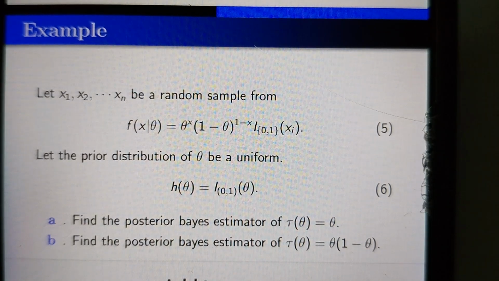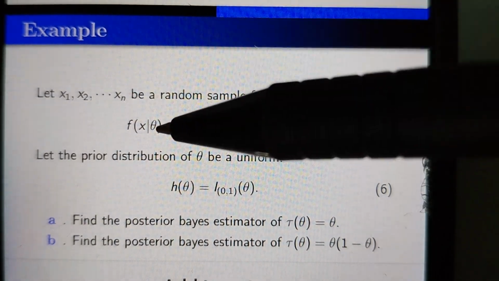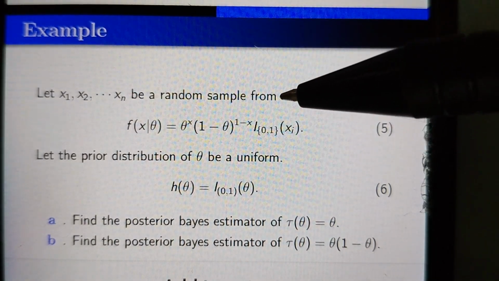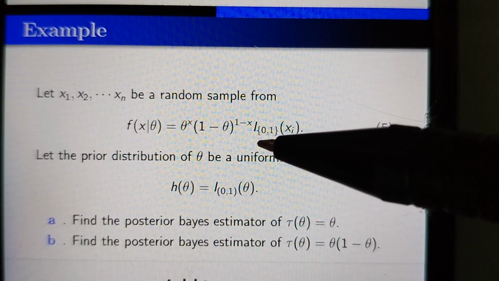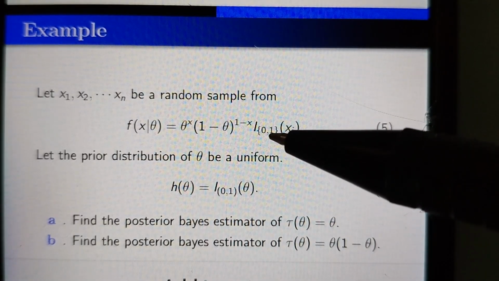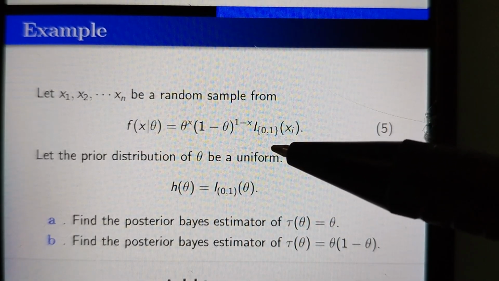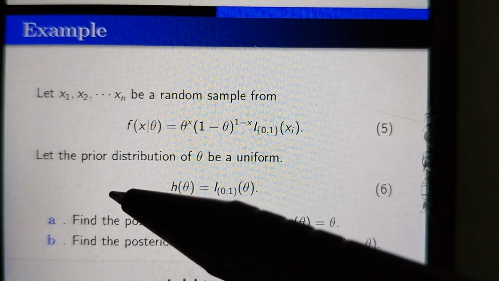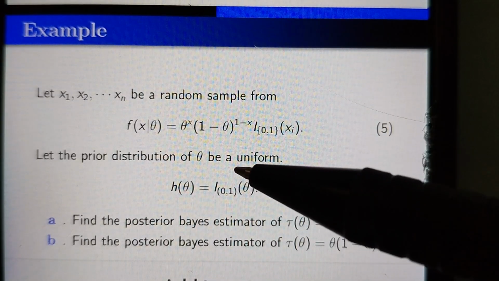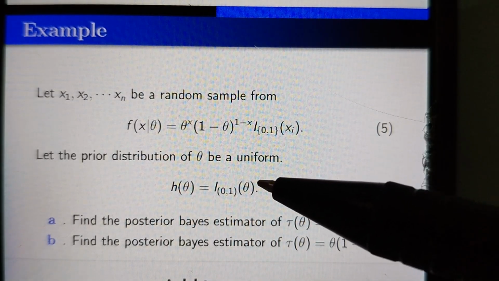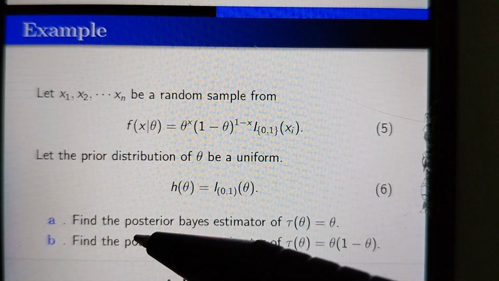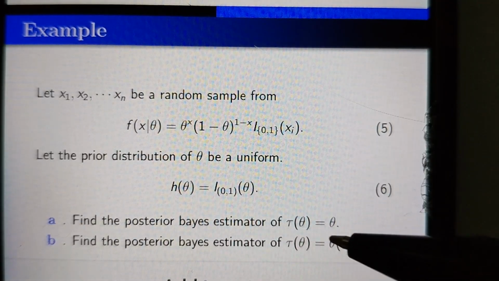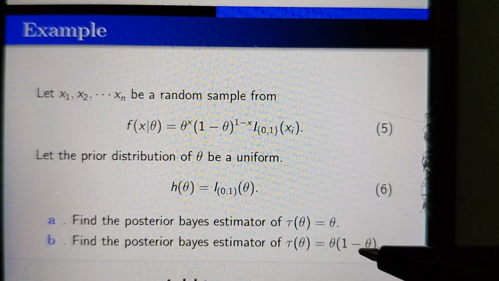Okay, for our example, let x sub 1, x sub 2 until x sub n be a random sample from the Bernoulli density f of x given theta equals theta to the x times 1 minus theta to the power of 1 minus x, for all x equal to 0 and 1. And we assume that the prior distribution of theta is a uniform distribution over the interval 0, 1. So let us consider estimating theta and theta times 1 minus theta.